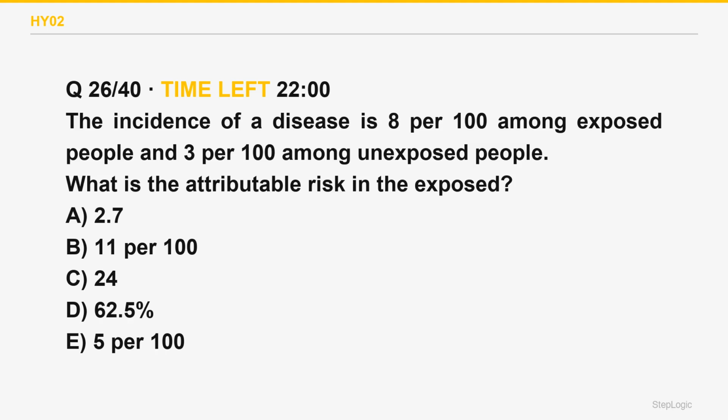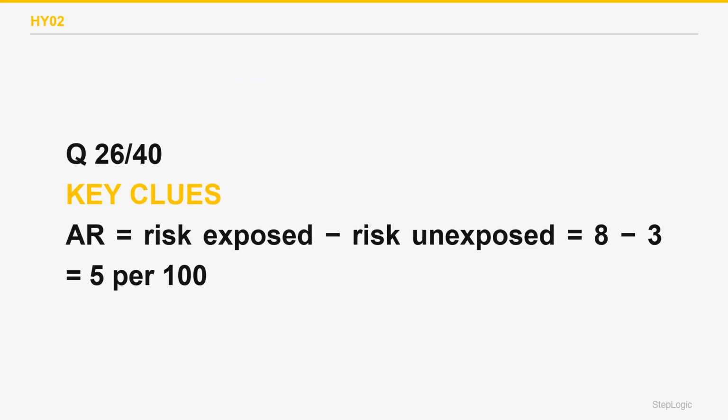Read the command. Attributable risk in the exposed. Subtract the unexposed risk from the exposed risk. Attributable risk in the exposed is the excess risk exposure adds: the exposed risk minus the unexposed risk. Here, 8 per 100 minus 3 per 100 equals 5 per 100. The extra cases per 100 exposed people that can be blamed on the exposure. It is a difference, measured in the same units as the risk.